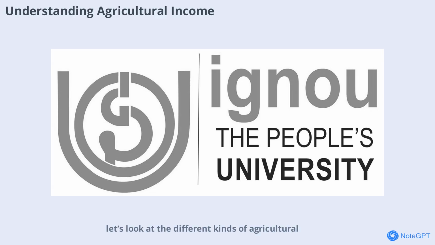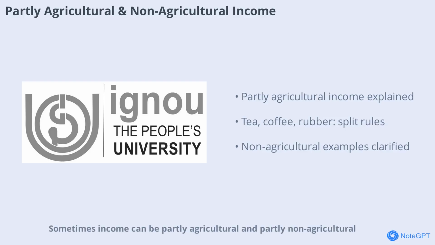Now, let's look at the different kinds of agricultural income and how partly agricultural income is treated. Sometimes, income can be partly agricultural and partly non-agricultural. This happens when an activity involves both cultivation and further processing or manufacturing. For instance, a sugar mill that grows its own sugarcane earns agricultural income up to the point of harvesting, but income from processing sugarcane into sugar is considered business income. Similarly, tea gardens, rubber, and coffee plantations have rules to determine what portion of their income is agricultural and what is taxable as business income.